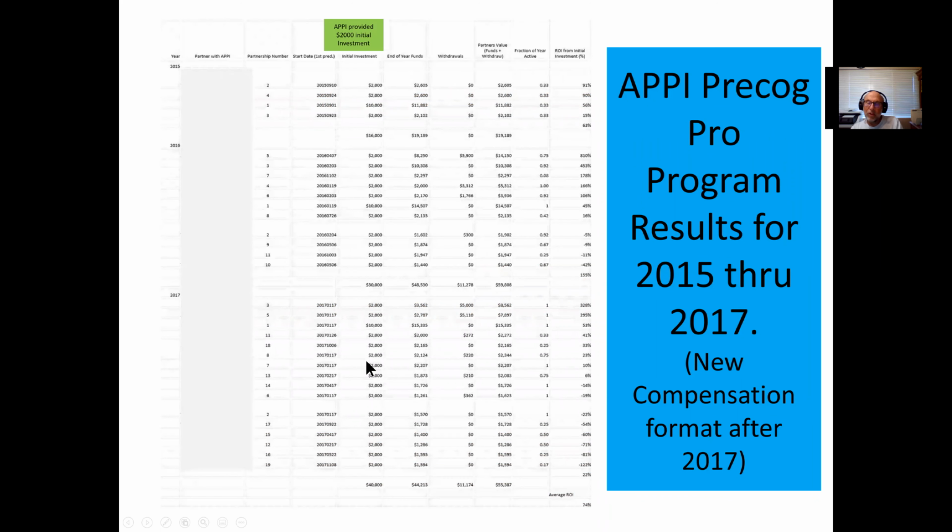Okay, first I'm going to talk about what we've done in the past, and then I'm going to tell you about our current one. I doubt if you can read this, but let me summarize it for you. This is from 2015, where we did only a third of a year, through 2017. And the key numbers are really return on investment. We provided all the money to everybody except this one person, where he put up 5,000 and I put up 5,000. So we were equal partners.